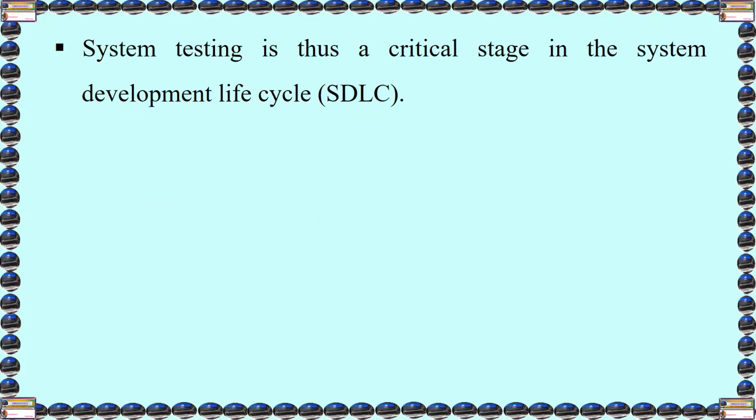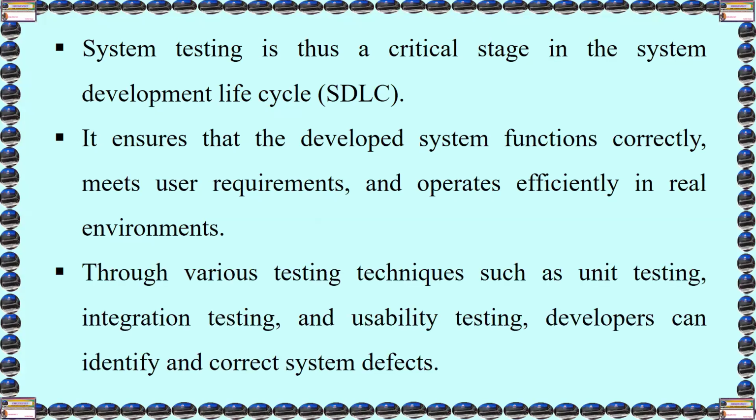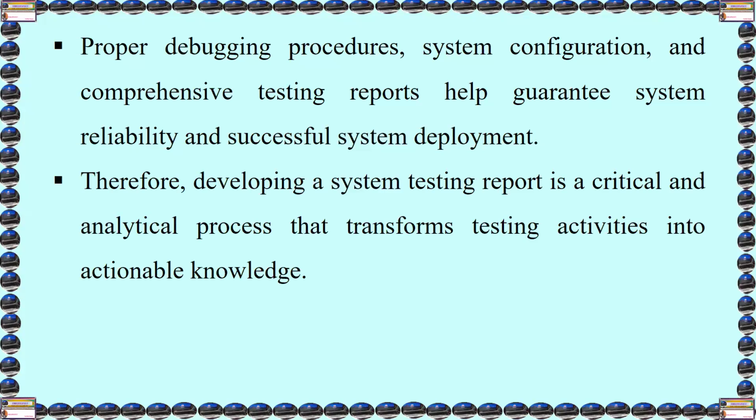System testing is therefore a critical stage in the system development lifecycle. It ensures that the developed system functions correctly, meets user requirements, and operates efficiently in real environments. Through various testing techniques, such as unit testing, integration testing, and usability testing that we went through earlier, developers can identify and correct system defects. Proper debugging procedures, system configuration, and comprehensive testing reports help guarantee system reliability and successful system deployment.